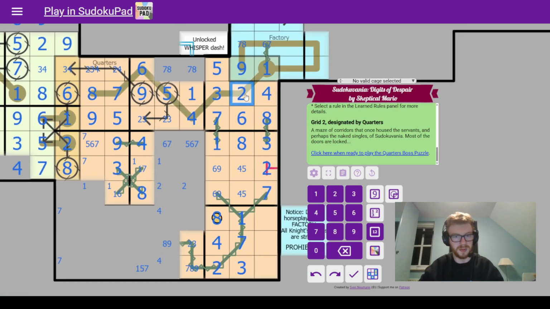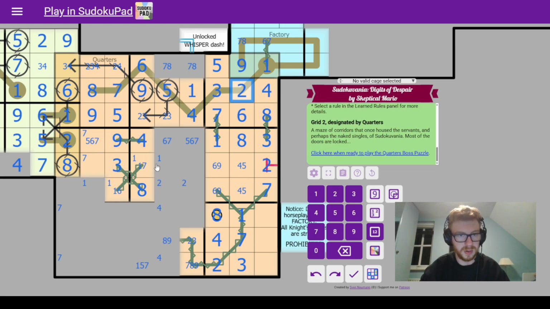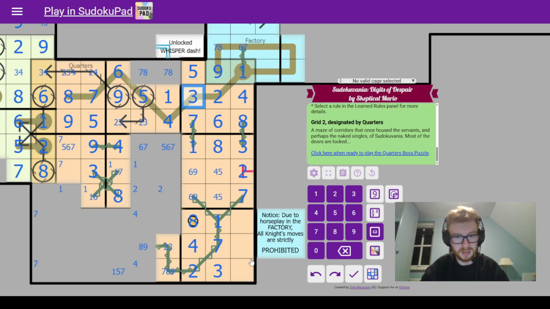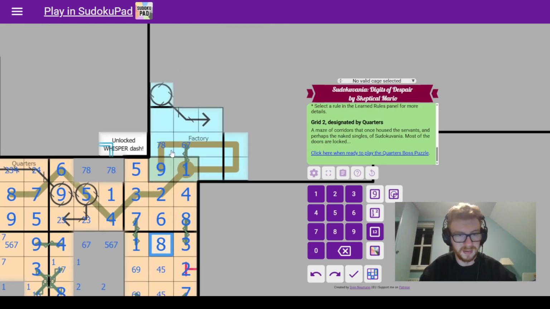I am going to move on to the factory. Maybe we'll do some work on here next time, but I'm not seeing anything quickly at this point. I'm going to pencil mark this. 1, 2, 3, 4, 5, 6, 9. Then we're just going to move on. Maybe I'll look at it a bit more between the videos, but we're going to look at this.